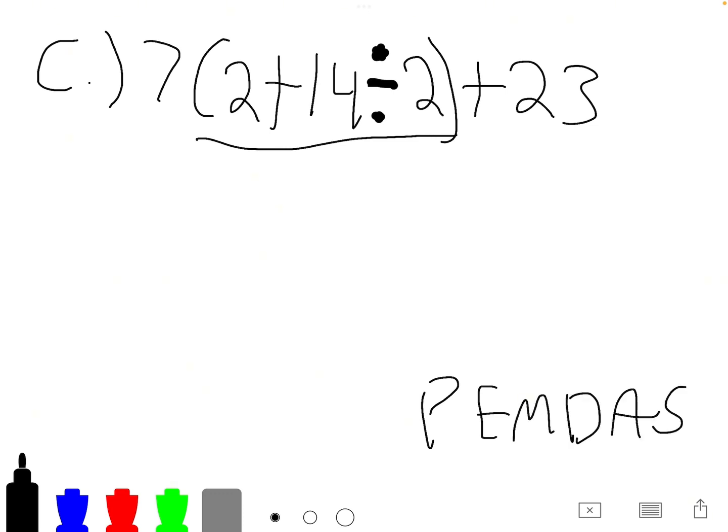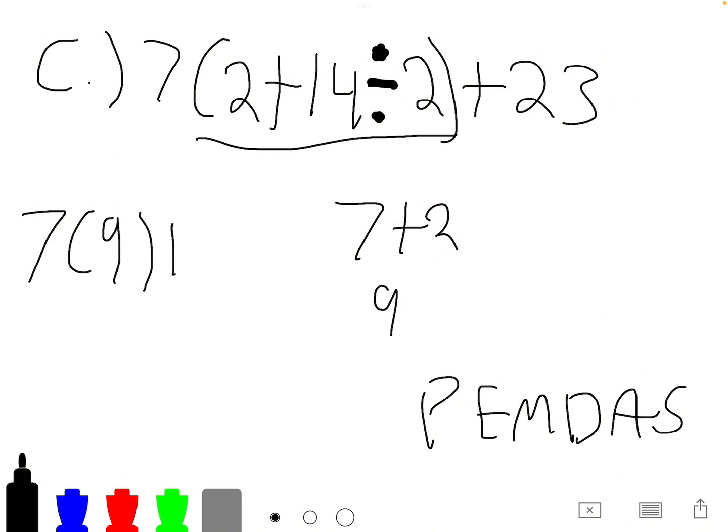14 divided by 2 is 7. And then plus 2 is 9. So we're left with 7 times 9 plus 23. So now we've done the parentheses. There were no exponents.